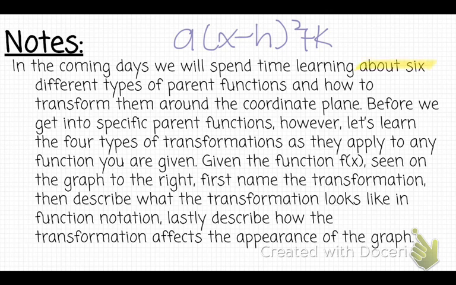This year, we are going to do 6 different types of parent functions. So we're going to do a cubic. So we have a quadratic, a cubic, a square root, a cube root, an absolute value, and another one. And I keep forgetting what the 6th one is. So we're going to go through 6 different kinds of transformations. But today and on Monday, we're just going to talk about what those are. So we can describe in words what the transformation is, write it in function notation, and then you'll also be able to graph that transformation.